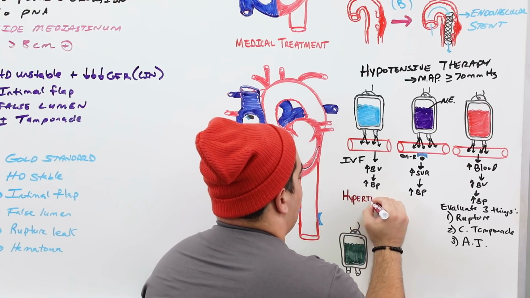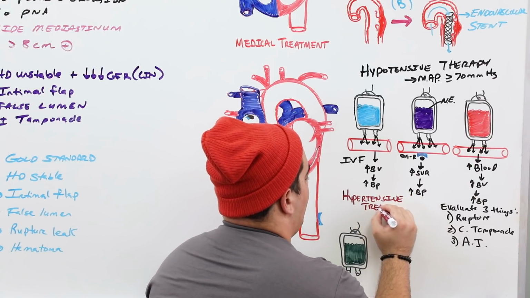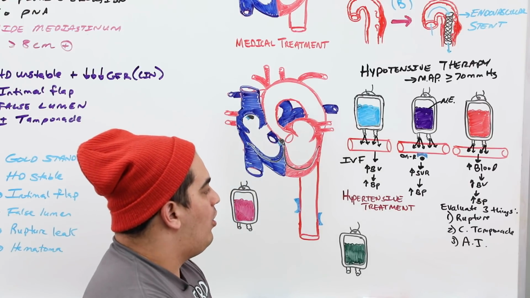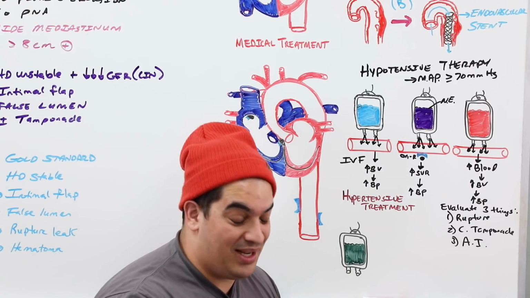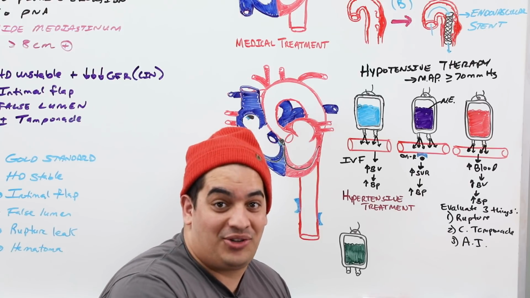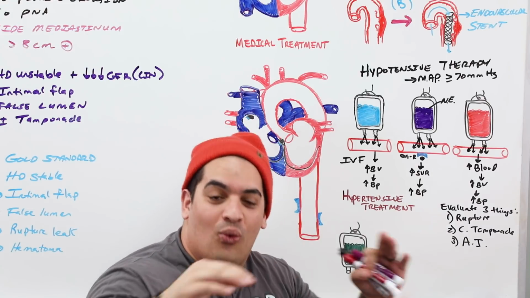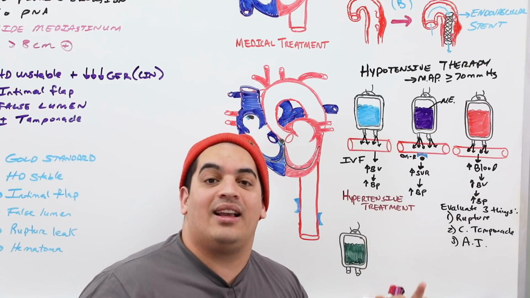So, hypertensive treatment. This is what you guys are going to get tested on for your exam, no doubt about it. Whenever you have someone who has an aortic dissection, they most likely are having a dissection because their blood pressure is high, and their blood pressure is going to continue to be high. So what do you have to do to prevent the continual propagation and worsening of the dissection, and prevent the risk of them rupturing or anything of that nature?